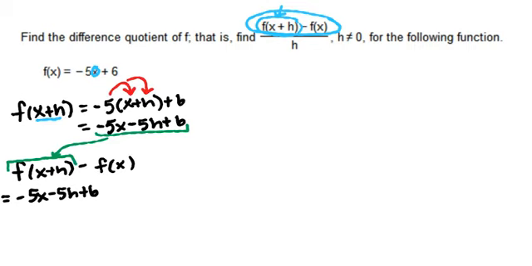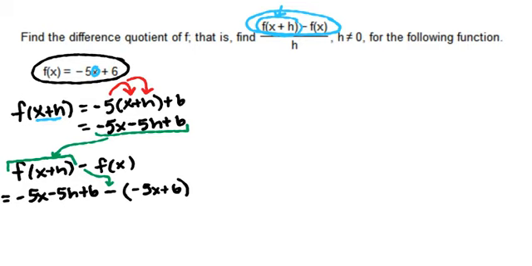Then I'm going to carry down this minus sign, and I want to subtract f of x. F of x is the function that was originally given. I want to subtract that function, and because I want to subtract the whole function, I'm going to put parentheses around it. That's negative 5x plus 6. And once again, I'm going to use the distributive property to simplify. I'm going to distribute this negative to both terms. I would have negative 5x minus 5h plus 6.